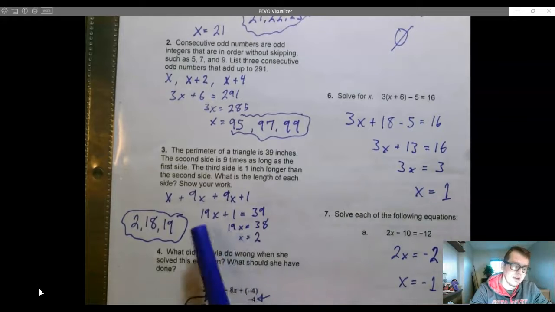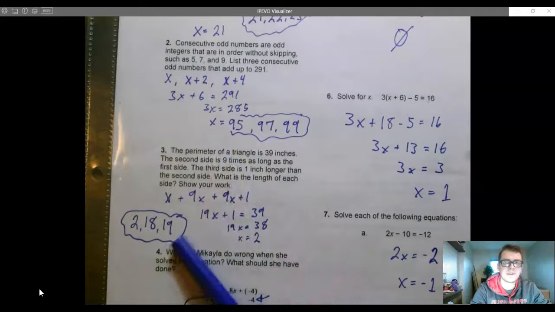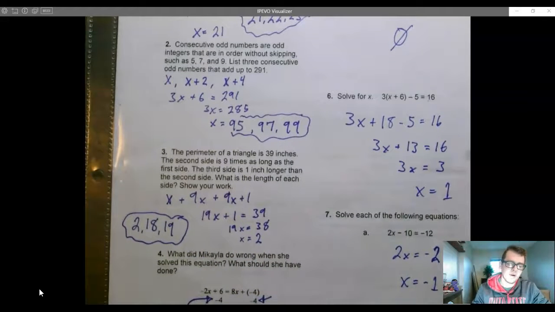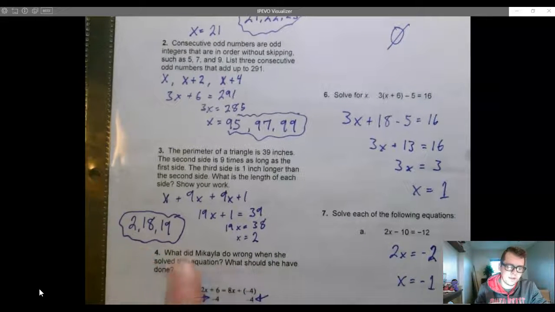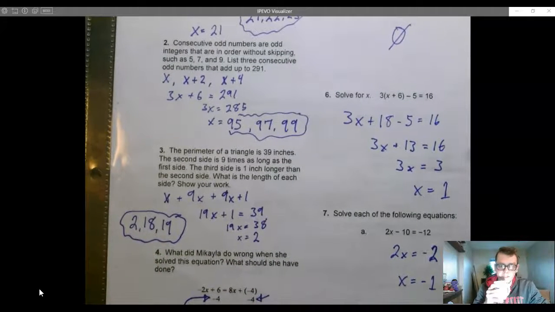And number 3, same situation, except now instead of being consecutive numbers, we know that the middle side of the triangle is 9 times the length of the shortest side, and the longer side is 1 more than that. And I guess we're dealing in inches here. I don't know why I didn't make that centimeters. I really do like the metric system better. So we add up all of our x's, we grab our only constant, subtract that from both sides, divide by 19, get that x is 2, plug it in, solve our other sides from there.